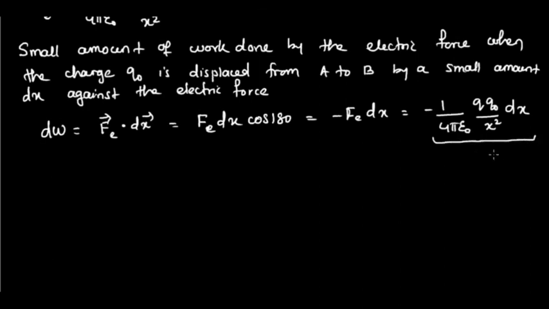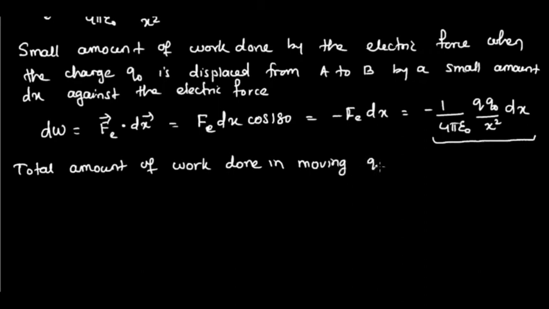Now tell me, what will be the total work done in bringing or moving the test charge q naught from infinity to the point P? The total amount of work done in moving the charge q naught from infinity to the point P will be W equal to integration of dW, 0 to W. The limit will be 0 to W.